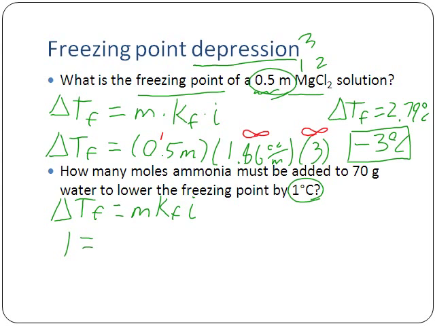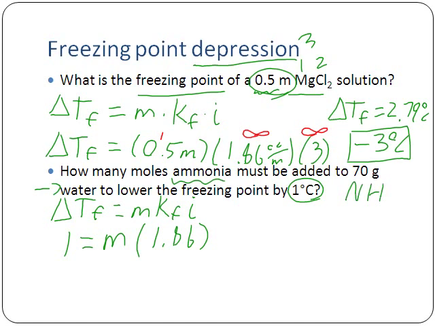The molality, does it tell us the molality? No, it really doesn't. It says how many moles, but we don't know that. So that's our molality times Kf. And so we have to look at what the solvent is. The solvent here is water. And so when it's water, 1.86 is our value for Kf, times i. How many pieces is it going to break into? So what's our solute? How many moles of ammonia?